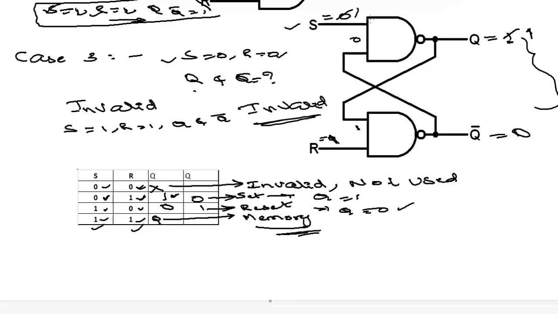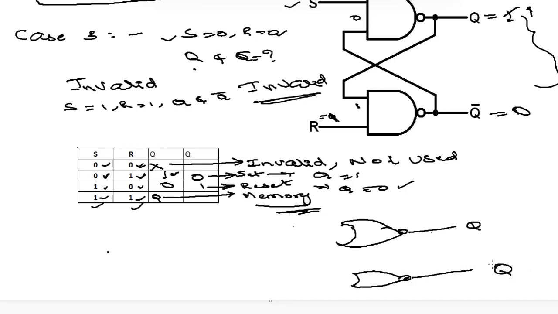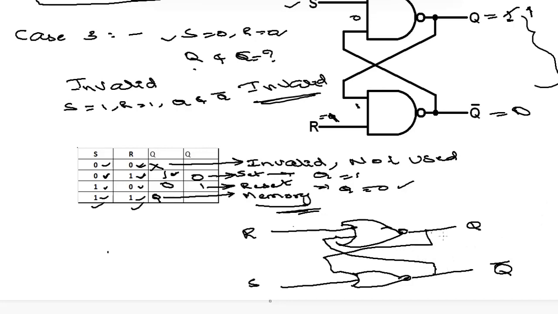For NOR gates, you have to implement it like this, see here, simply draw the NOR gate. This is the first NOR gate, the output is Q. Again you have to draw another NOR gate. This is the second NOR gate, the output of the NOR gate is Q bar. So the inputs are R, and the other input is S. Q is connected with the second NOR gate, and the first NOR gate is connected with R and Q bar.